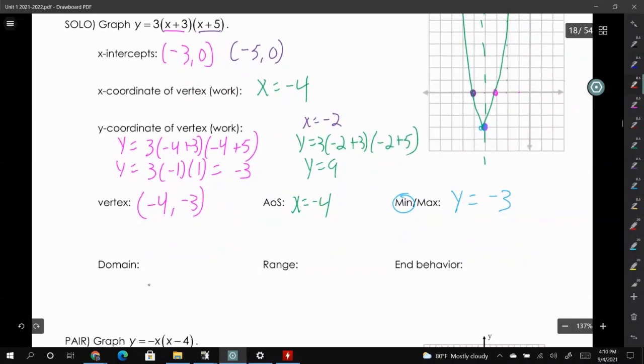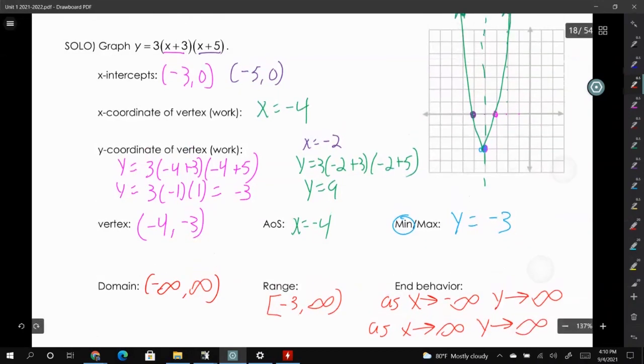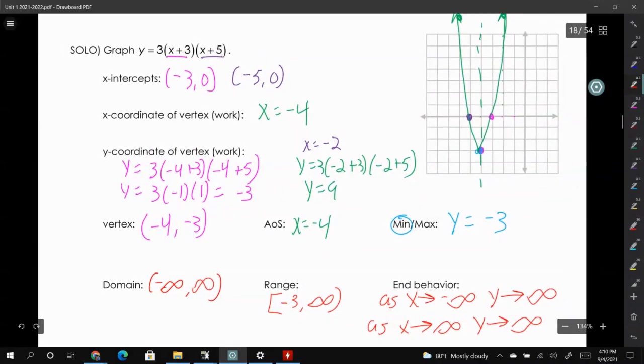Now that we have our graph, the domain, since this graph is opened upwards, we are going to start with the smallest y value, which is negative 3. We go all the way to infinity. And with the end behavior, as x approaches negative infinity, the y values are going up. As x approaches positive infinity, the y values are going up as well. So again, these problems are a little bit quicker to do once you get those points down.